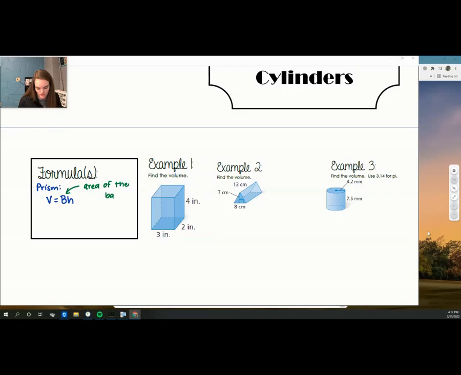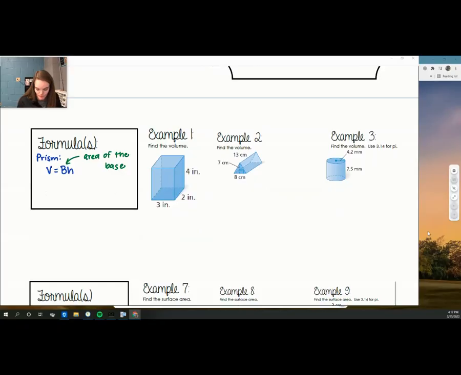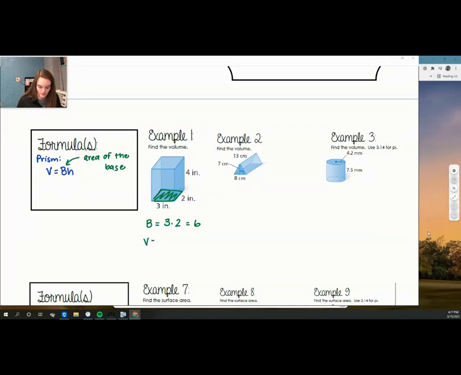Okay. So we'll be talking about and highlighting our bases here. So first of all, in example 1, our base, let's say, is this piece right here. So the area of the base is simply 3 times 2, which is 6. And our volume is big B, which is 6, times the height, which is 4. So our volume, 6 times 4, is 24 inches cubed. Okay, so there is our volume of that rectangular prism.